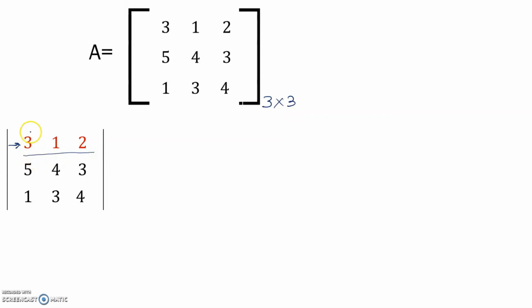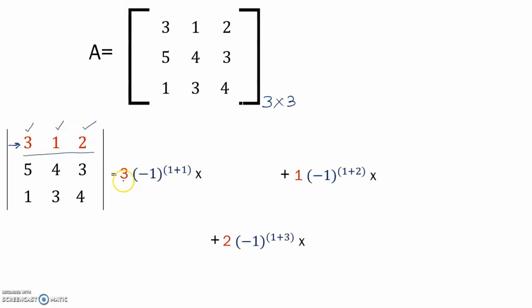Okay, so you have elements 3, 1, and 2 in the first row. I'm going to bring them all to the side. So I have 3, 1, and 2. I'm going to multiply this 3 with (-1) to the power 1 plus 1. Why do I say 1 plus 1? Because 3 is in the first row, first column.